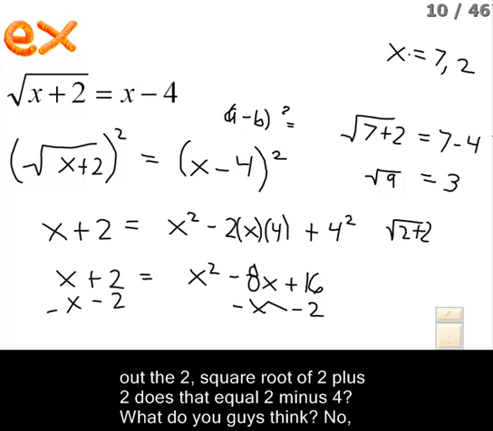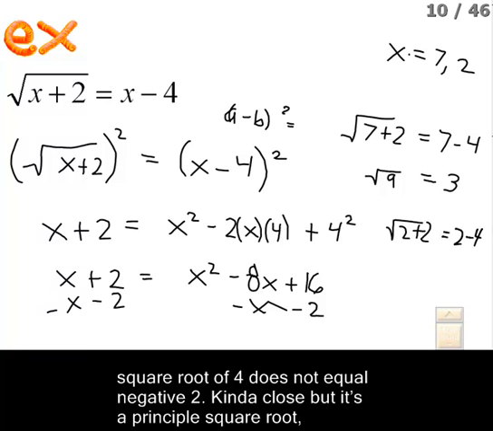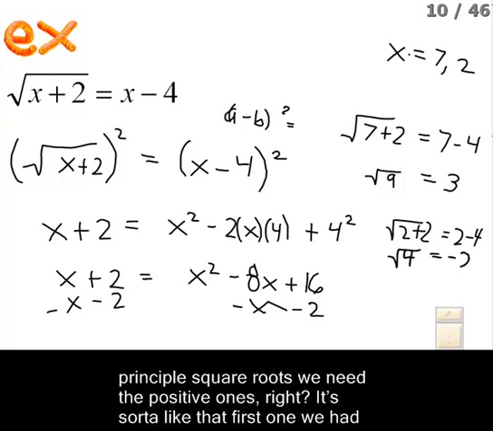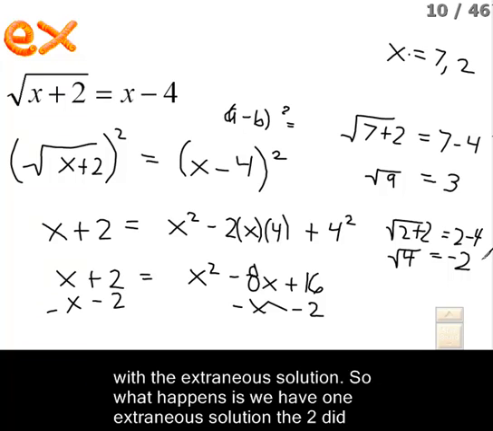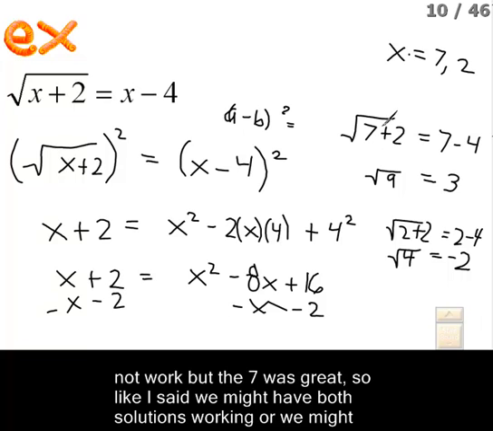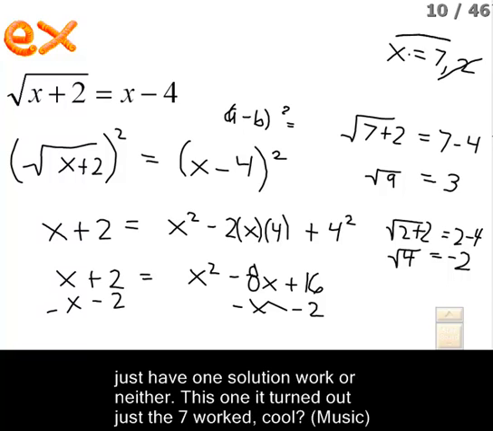What do you guys think? No. Square root of 4 does not equal negative 2. Kind of close, but it's a principal square root. Principal square roots, we need the positive ones, right? It's sort of like that first one we had with the extraneous solution. So what happens is we have one extraneous solution. The 2 did not work, but the 7 was great. So like I said, we might have both solutions working, or just one solution work, or neither. This one, it turned out just the 7 worked. Cool?